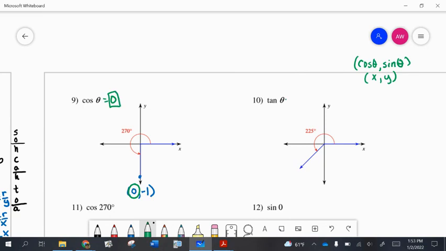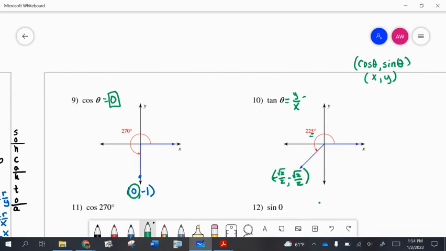Okay, tangent is y over x. So you have to have them memorized in terms of x, y, and r so you know which one you're looking for. We're at 225, so I know my coordinates. All of them that end in 5 are the 45-degree reference angles. That's root 2 over 2 and root 2 over 2. But we're in quadrant 3, so everything's negative. In quadrant 3, both x and y are negative.